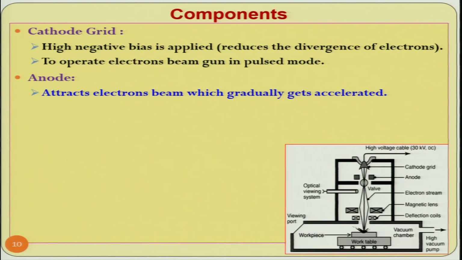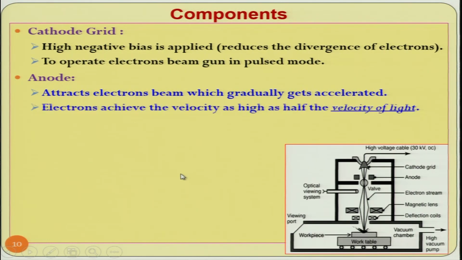The anode attracts the electron beam, which gradually gets accelerated. This is the anode over here, and it is going to attract the electron beam and it gets accelerated towards the workpiece. Electrons achieve a velocity as high as the velocity of light, very close to, I should not say the velocity of light, but very close to the velocity of light. Some people say it is half of the velocity of light.